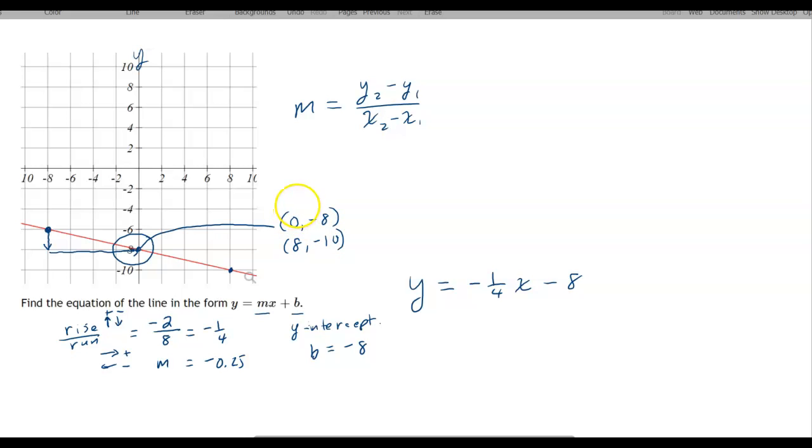So let's call this the x sub 1, y sub 1 here, and this will be x sub 2 and y sub 2. So y sub 2 is -10 minus y sub 1 would be -8. And of course, minus a -8, that is the same as plus. And then x sub 2 is 8 and x sub 1 is 0. So -10 plus a +8 is -2. 8 minus 0 is 8. And you can see we get the same thing. We get -1/4 for m here as well.